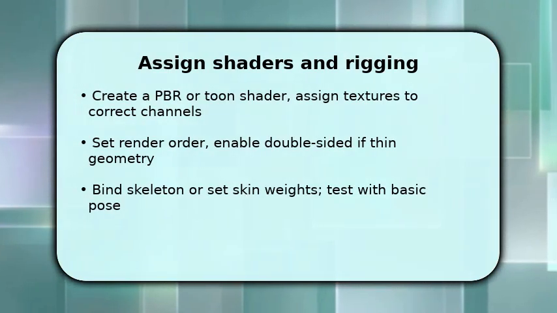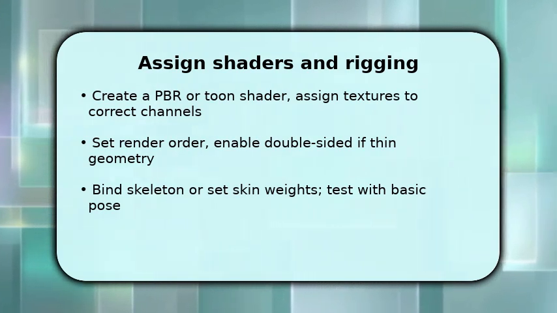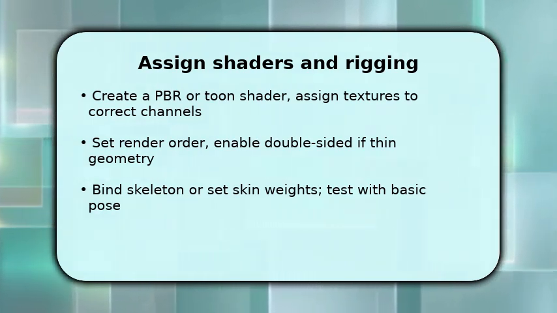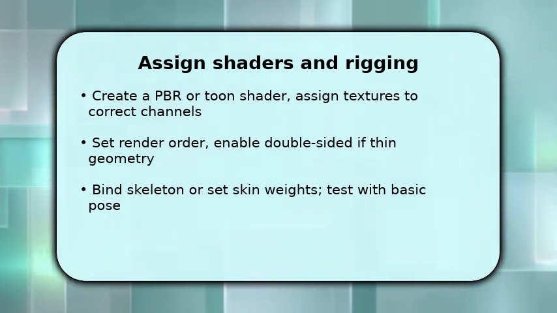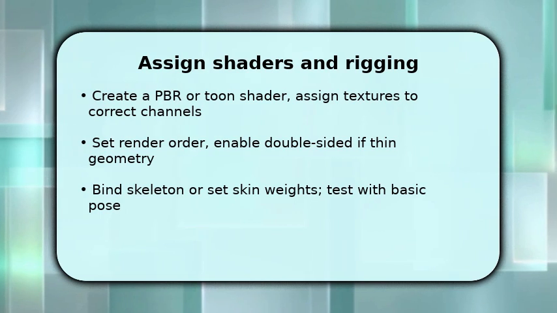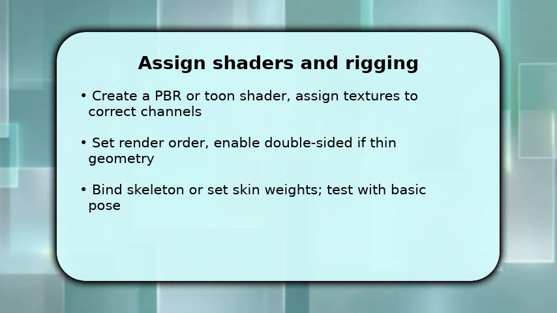You now assign the appropriate shader and connect the albedo, normal, metallic, and roughness channels. Choose a toon shader if stylized shading is desired. Then configure render order and enable double-sided on thin geometry to avoid disappearing faces. This matters in game engines and viewport previews.